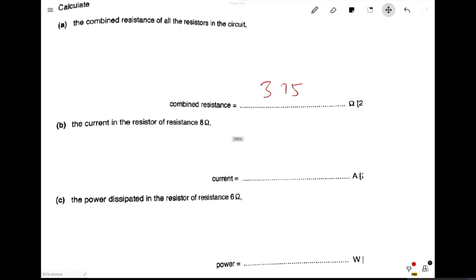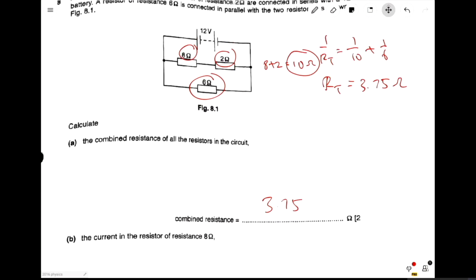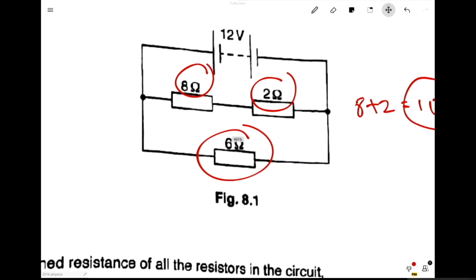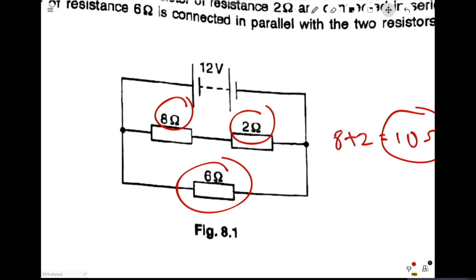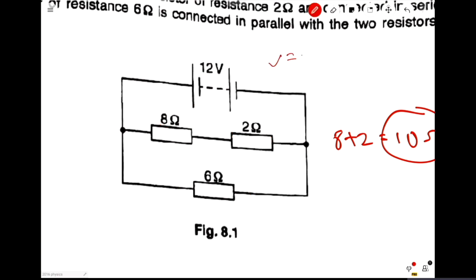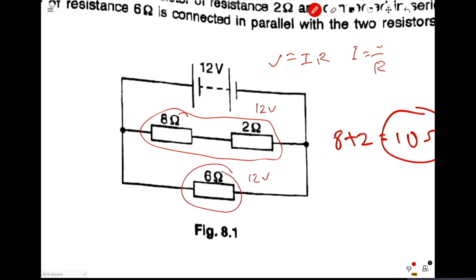Next. What is the current in the resistor of resistance 8 ohm? What's the current here? Q equals IT. V equals IR, yeah. So to find I, I equals V over R. Now what's the voltage here? In the middle, what's the voltage? 12 volt. Here also 12 volt. How come? Because parallel, right? V2 equals V3. So all the V's are the same.